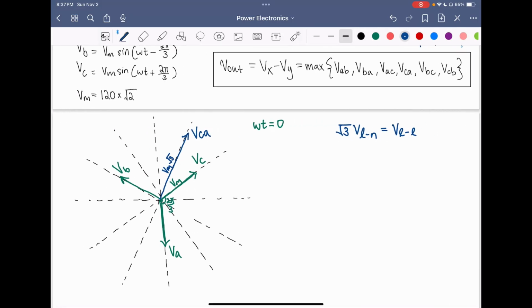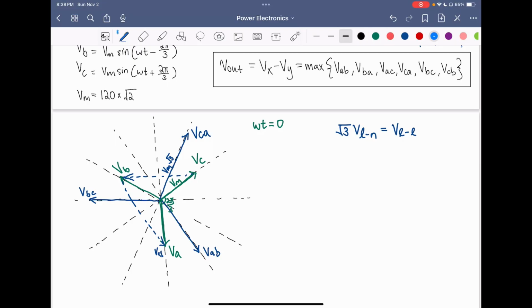The next one is VBC. If we draw VBC out, it's going to be a vector like this. So if we just shift it here, this is VBC. And then we also have VAB. VAB is going to look like this here. So this is VAB, and we can likewise extend it, shift it over in our plot, and this is VAB. So we have VAB, VCA, and VBC.